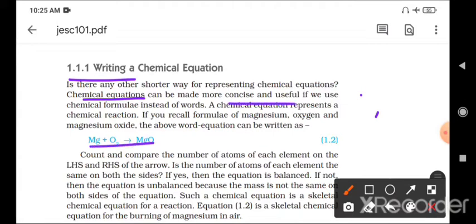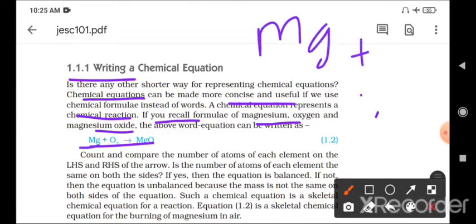A chemical equation represents a chemical reaction. Chemical equation always represents a chemical reaction. If you recall the formulas of magnesium, oxygen and magnesium oxide, the above word equation can be written as follows. Earlier the scientists wrote it in the form of a word equation, magnesium plus oxygen. You already know that, but later the scientists represent this equation with chemical symbols. What is the magnesium symbol? It is Mg.